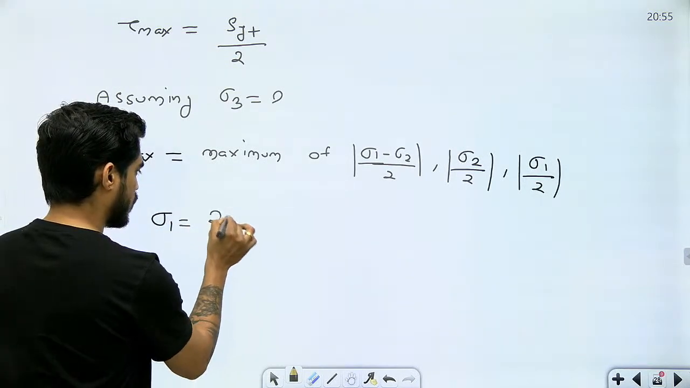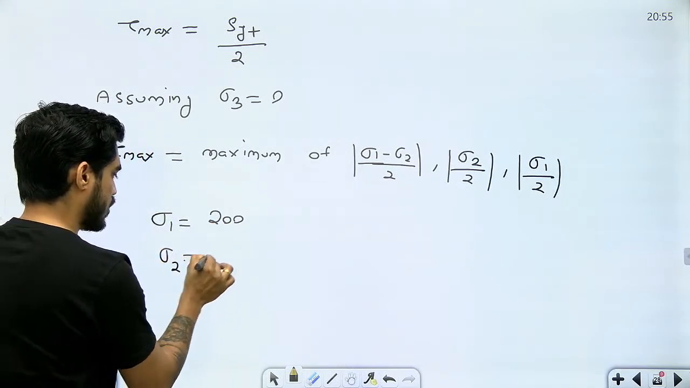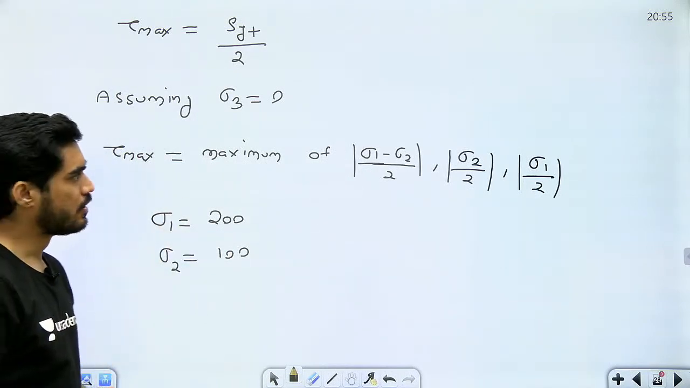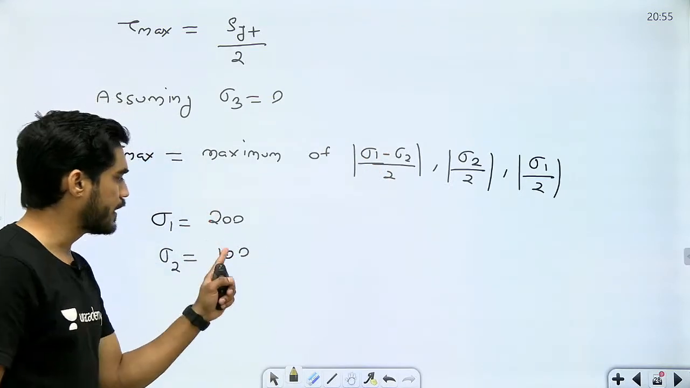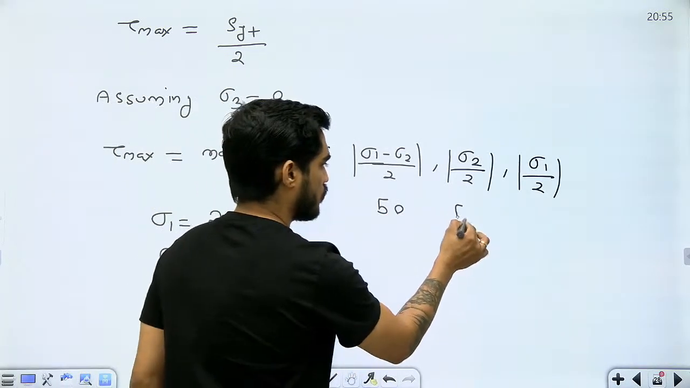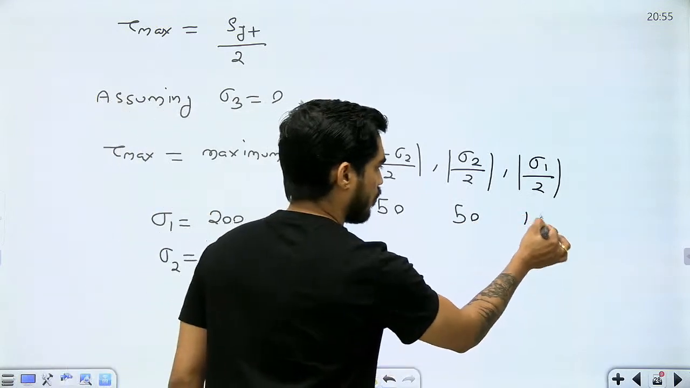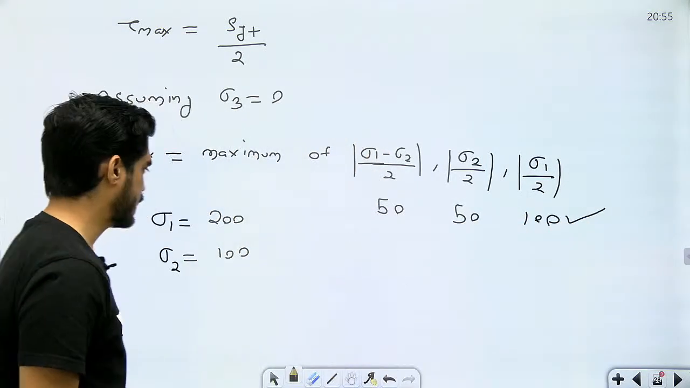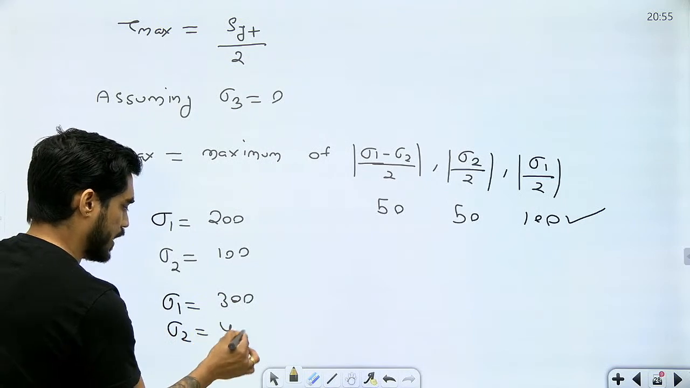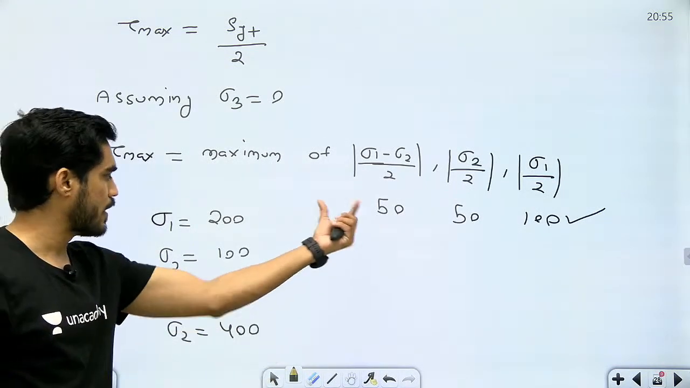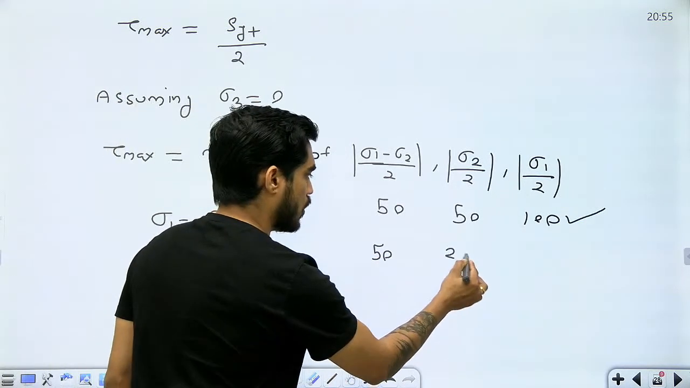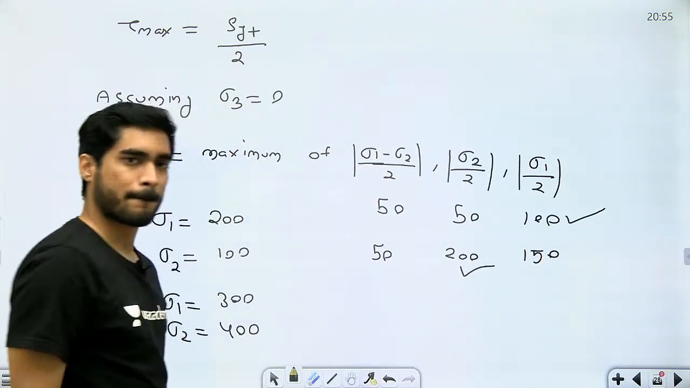Let's say sigma 1 is 200, sigma 2 is 100. So beta, both are positive. So what will be (sigma 1 minus sigma 2) by 2? 200 minus 100, 100 by 2 means 50. Sigma 2 by 2 is 50. Sigma 1 by 2 is 100. So this one will be maximum, right? Let's say sigma 1 is 300, sigma 2 is 400. So beta, this one will be how much? (Sigma 1 minus sigma 2) by 2 will again be 50. Sigma 1 by 2 is 150 and sigma 2 by 2 is 200. So this one will be maximum.